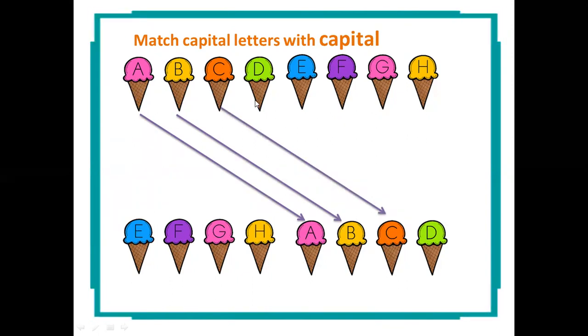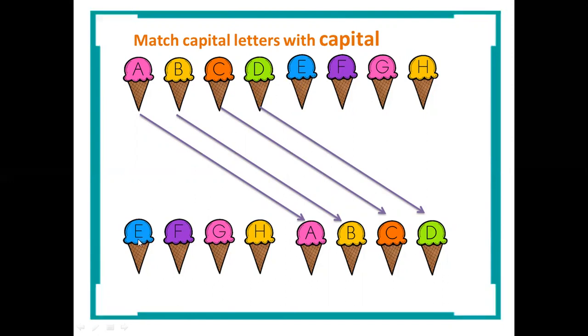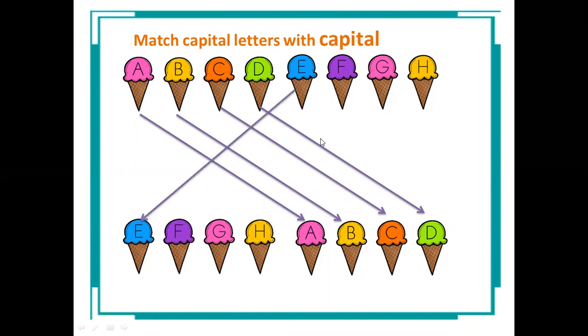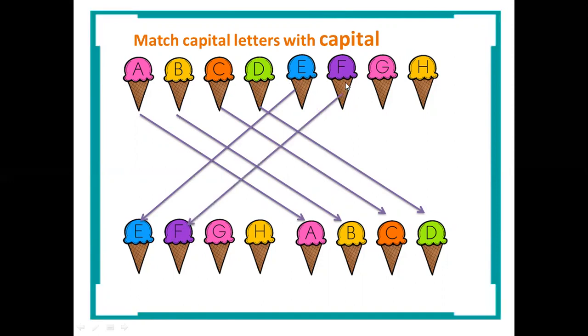Okay. Now let's check out the letter D. Where is the letter D? This one is letter D. Well done. Now where is E? Find out E. This one is E. Look here, this one and this one is same. Match it. Now letter F. Where is the letter F? This one? No, this one is letter F. Match it with letter F.